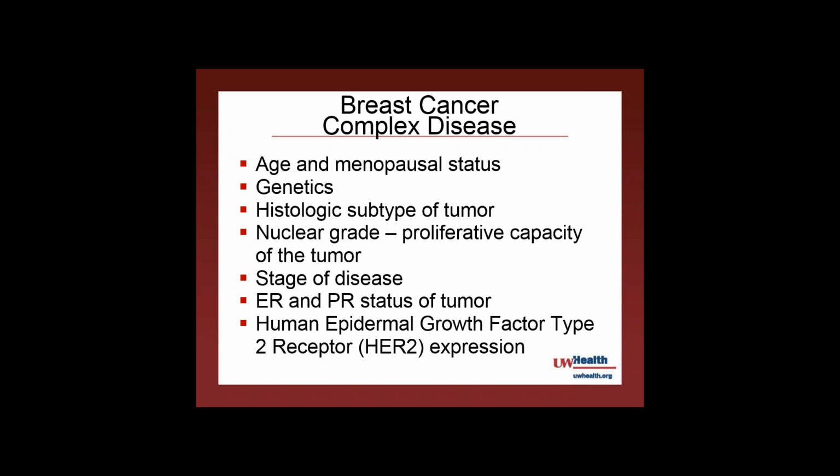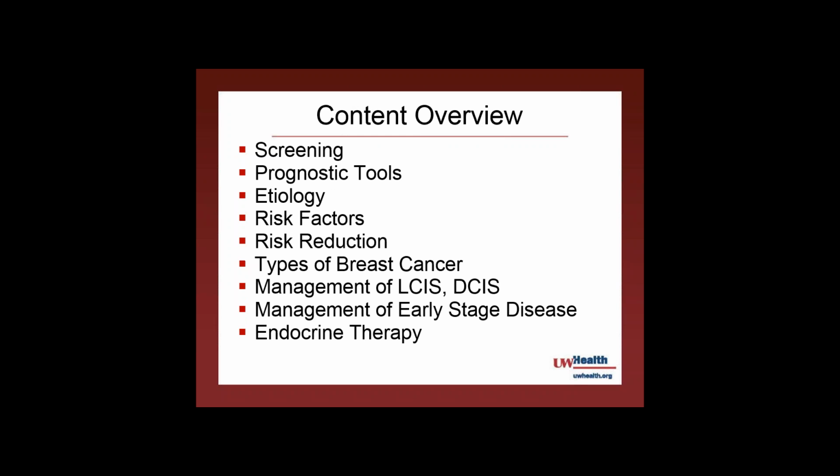Breast cancer is really a complex disease. We have to think about age and menopausal status. Genetics do play some role in this disease. We have to think about the histologic subtype of the tumor, the nuclear grade of the tumor or the proliferative capacity of the tumor, the stage of the disease, the hormone, ER/PR status of the tumor, and also whether there is a human epidermal growth factor type 2 receptor or HER2 receptor expression.